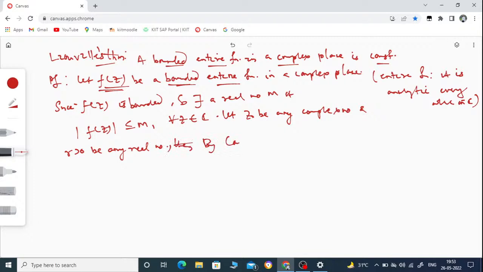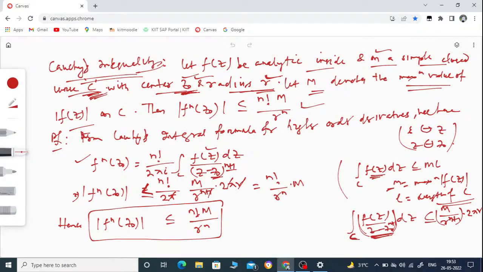Then by Cauchy's inequality we have, what we read in Cauchy's inequality, modulus of f n z naught, where f n means the nth derivative of f at z naught. If I replace n by 1, that is my first derivative, so modulus of f dash z naught must be less than or equal to M divided by r.